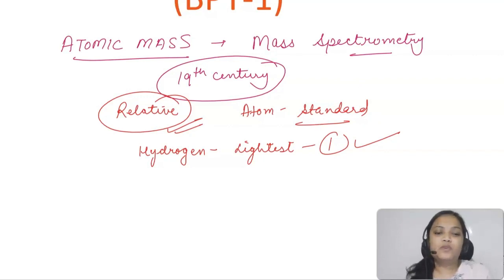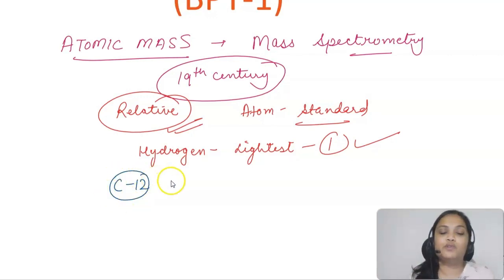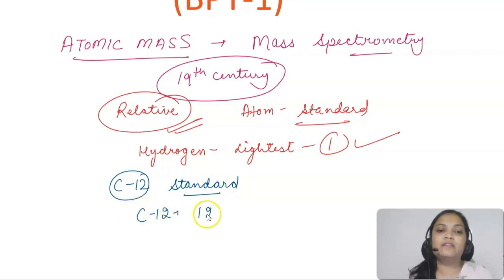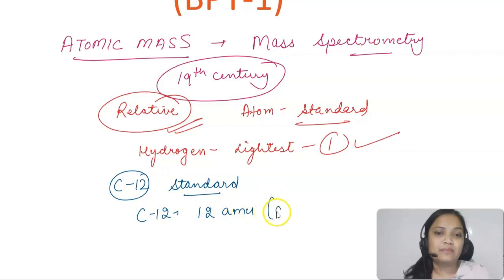But then it was thought that it did not give the required results. So as research went on, oxygen was selected. Ultimately, we don't have to go into that research part; we need to see that carbon-12 was chosen as the standard atom. You know that carbon-12 is one of the isotopes of carbon. So the mass of carbon-12 was taken to be 12 AMU. Now what is AMU? It is atomic mass unit. It was taken to be the unit for writing the atomic masses.